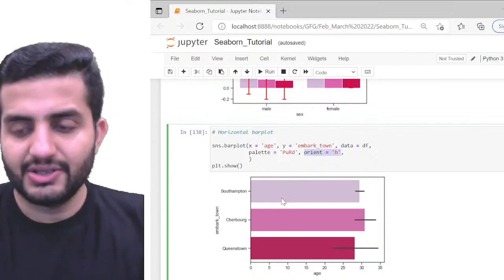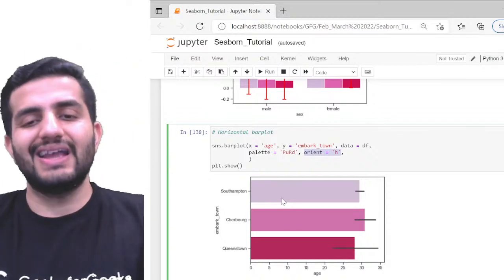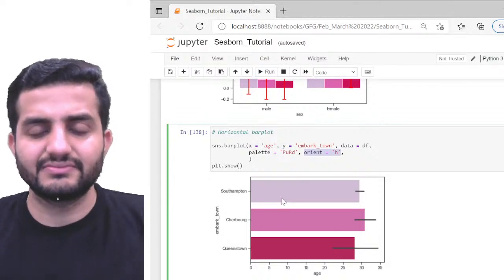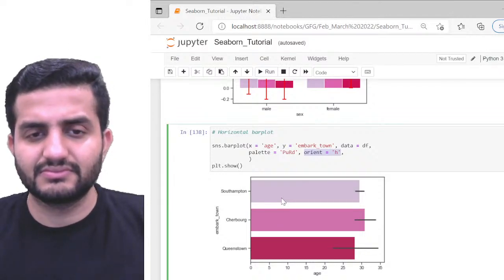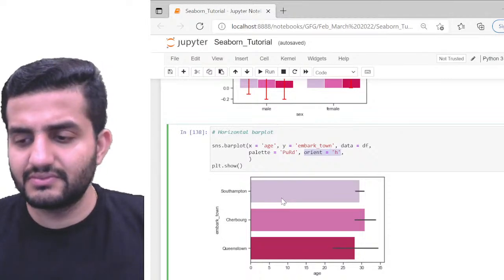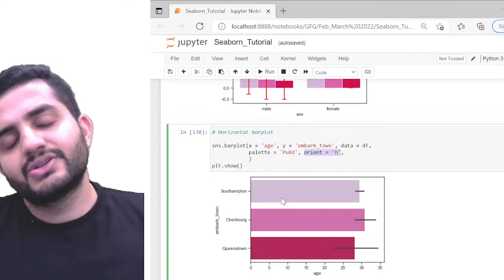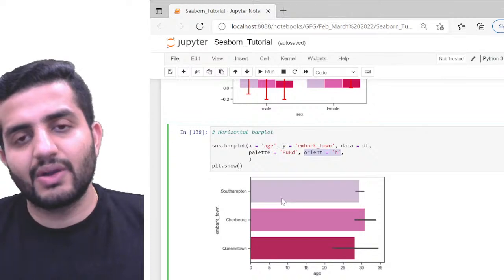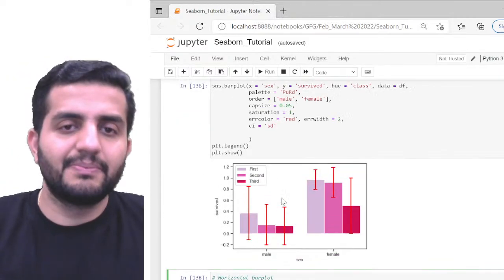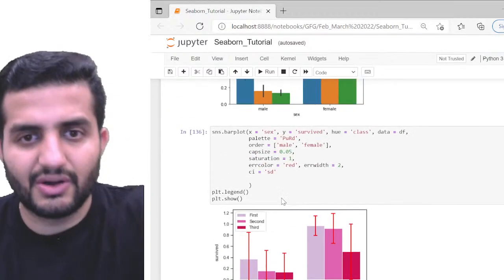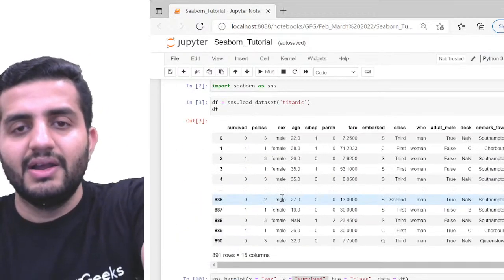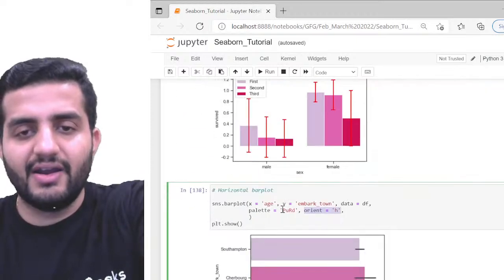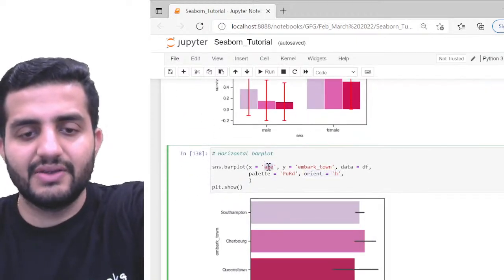So this is the last graph. So orient is equal to h. In this one, do you see any interesting difference? So I would say pretty much the similar thing, right? So I don't see a very clear distinction between my embark town and the age. So very simple kind of data. It's not very distinctive, so it's almost similar. Rather, we'll try to see maybe fare. So instead of age, I'll try to see how the fare is.